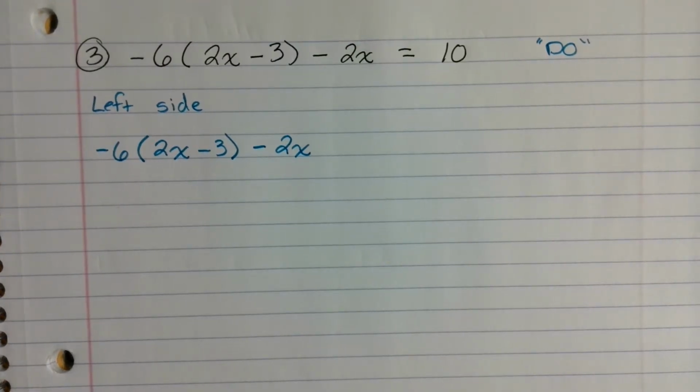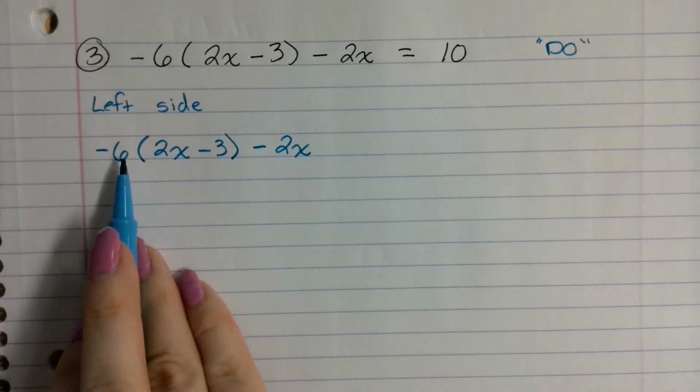Yeah, you have to do it to the 2x as well, don't you? You have to, because that's what the property is.